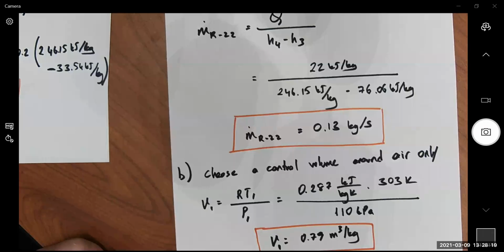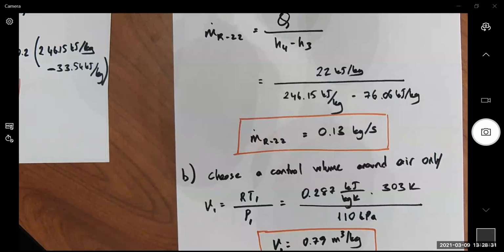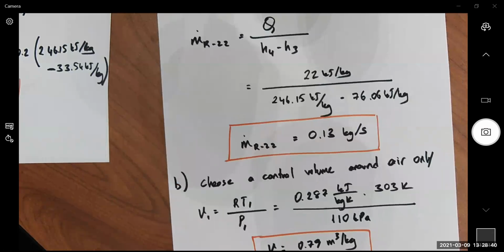What is mass flow rate? Volumetric flow rate over specific volume. I know my volumetric flow rate, 1.2 meter cubed per second. Specific volume is 0.79 meters cubed per kilogram. This will give me 1.52 kilogram per second.